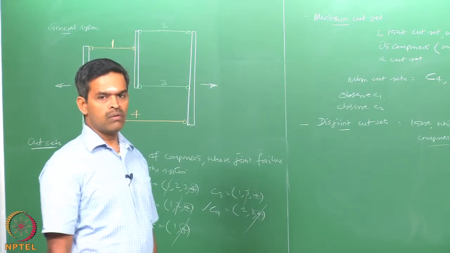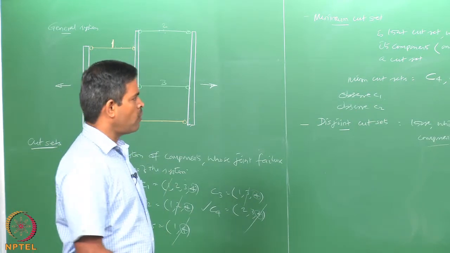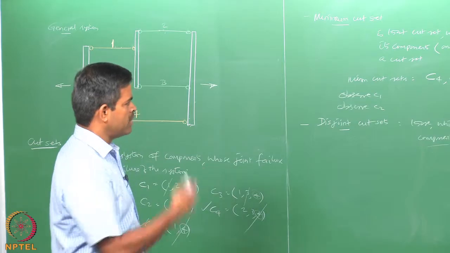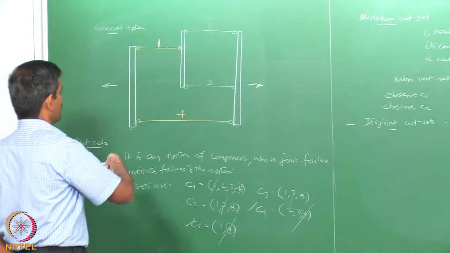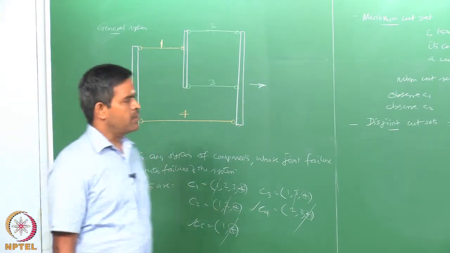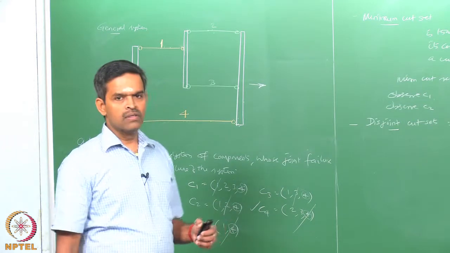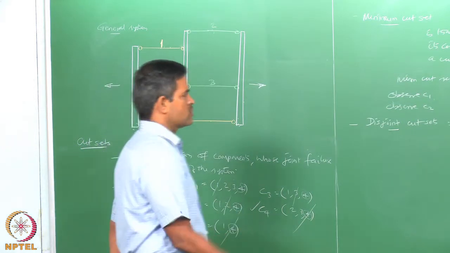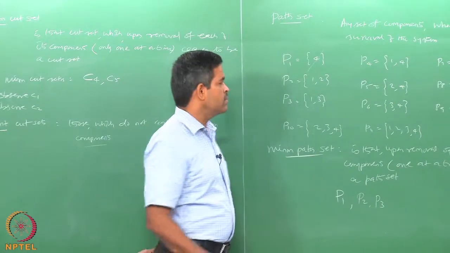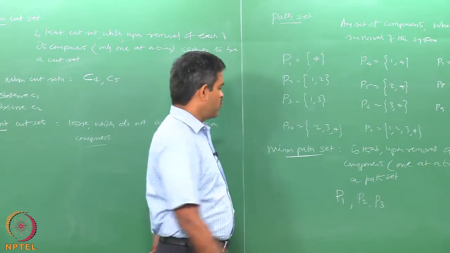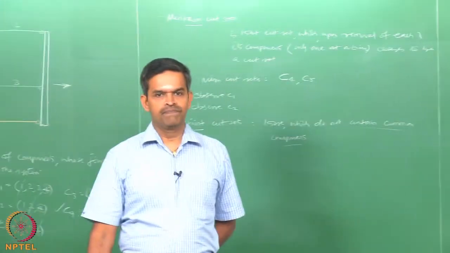P9, 1, 2 and 4. So, remove 1, still 4 is connected, remove 4, still 1 and 2 are connected and so on. P10, 2, 3 and 4. So, if you remove either 2 or 3, 4 will be connected. P11, of course, 1, 2, 3, 4 is the maximum number of components, so no issue on it. Okay. So, one can easily diagnose the set of path sets you have prepared for a given system and try to find out what would be the minimum path sets and what would be the minimum cut sets.